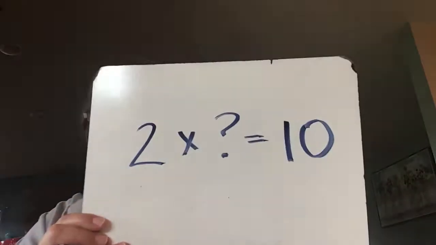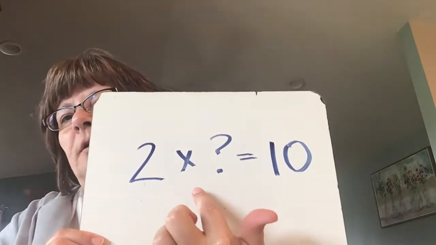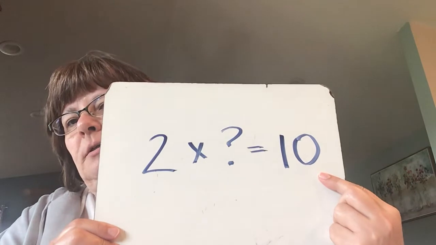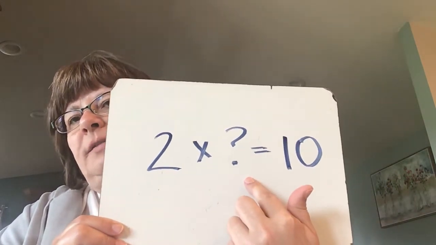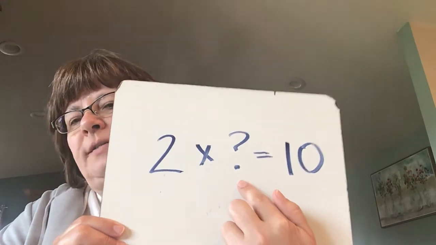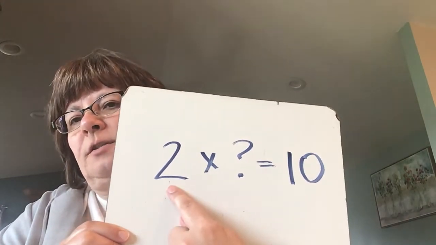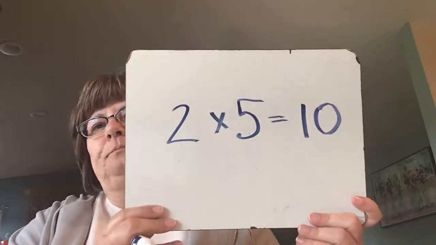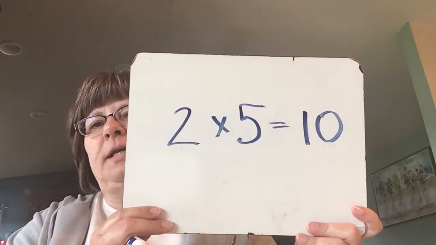If you recall in multiplication, these two numbers are the factors and this is the product. This question mark means the unknown number. So go ahead and figure out what is the other factor that's missing. One of the factors is 2. Think you've got it? Here's the answer. 2 times 5 equals 10.